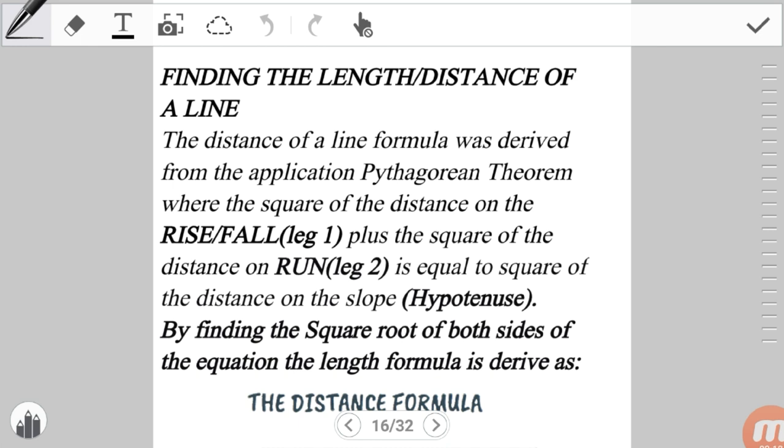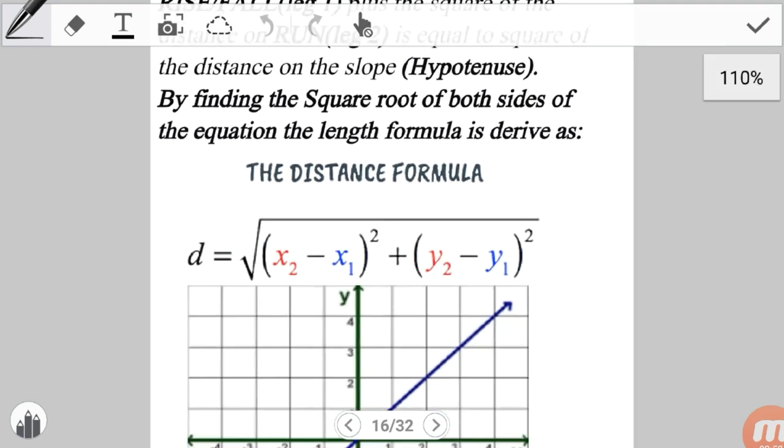Of course, that is also a video that I've done on my channel. Check the link in the description box below for that. The square of the distance of the rise and fall, that is leg 1, plus the square of the distance on the run, which is leg 2, is equal to the square of the distance on the slope, which is represented by the hypotenuse. Now, by finding the square root of both sides of the equation, the length formula was derived.